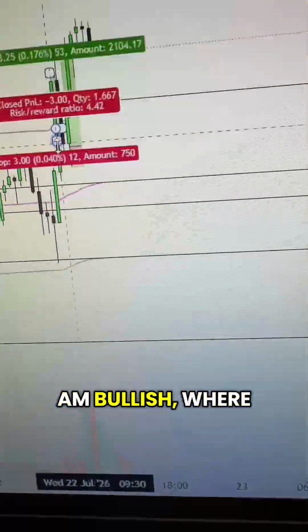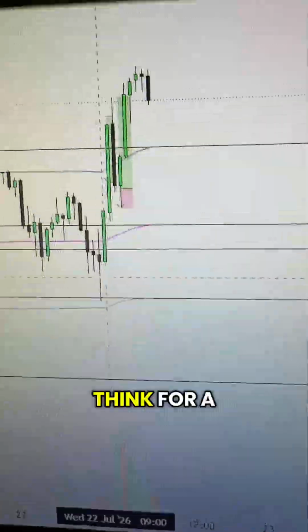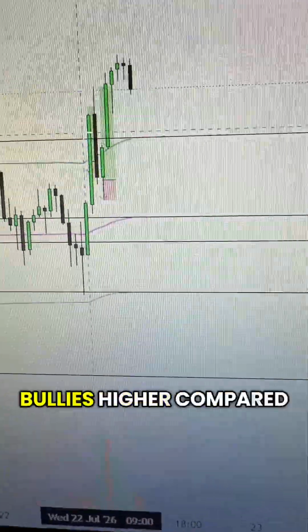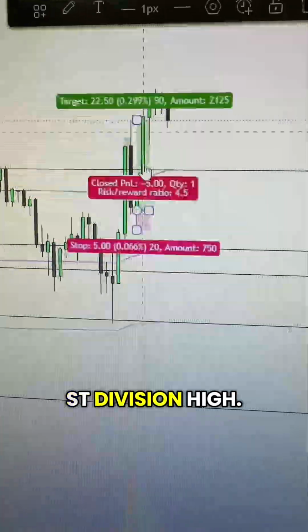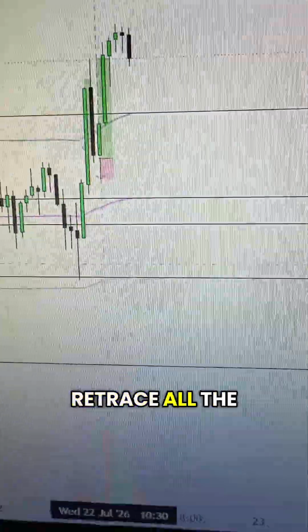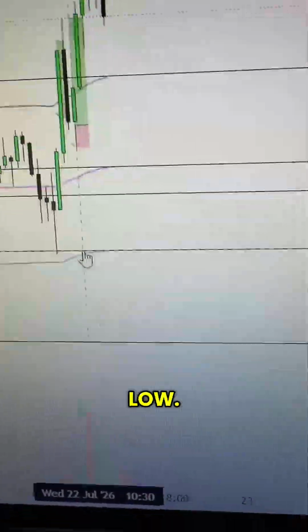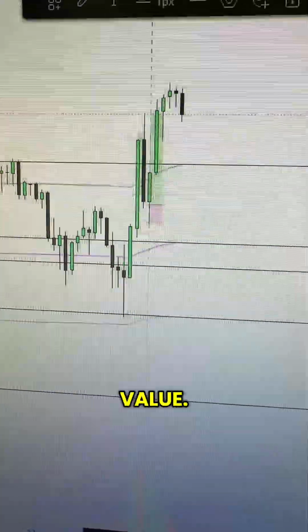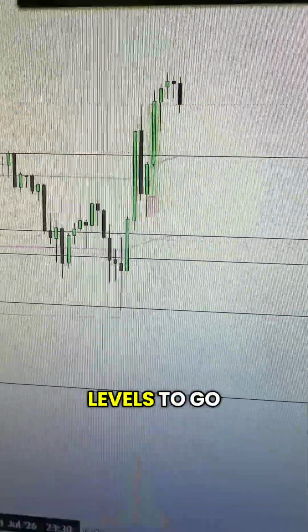So if I am bullish, where would I be bullish from? Think for a second. Either I'll be bullish from the mean, which would be the VWAP, or I'd be bullish higher compared to the first standard deviation high, or we will retrace all the way down to the first standard deviation low, and then we'll be bullish from there, because within these bands we are still in fair value. Does that make sense? So use one of these levels to go long.